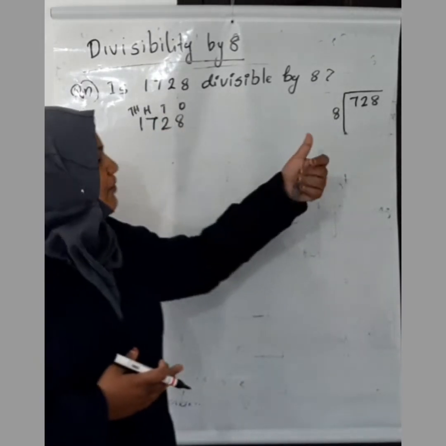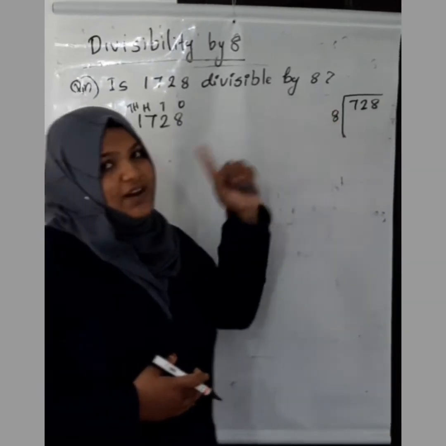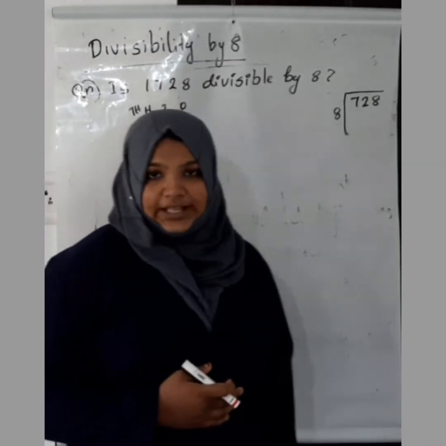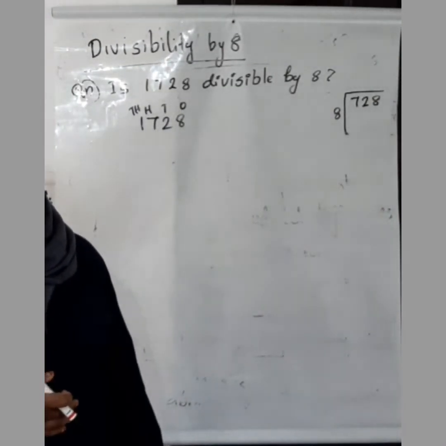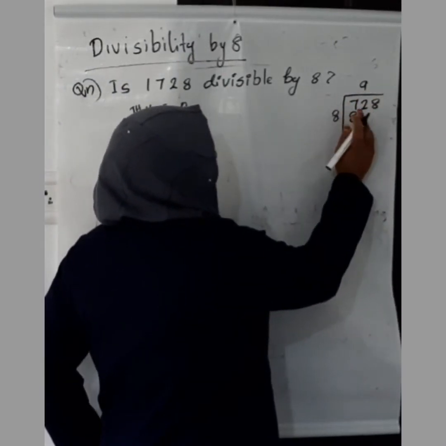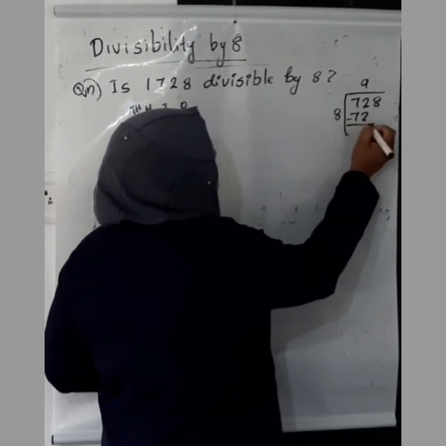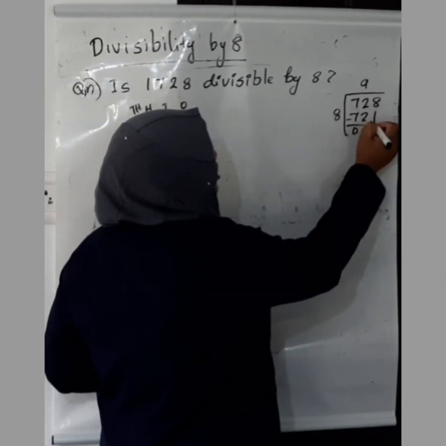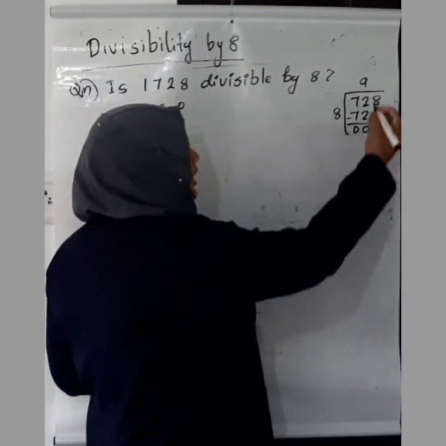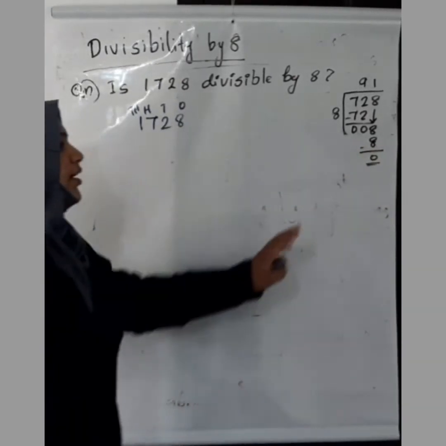So here which is the first digit in the dividend? 7. 7 is less than 8, so we can't divide it. So we have to take 72 together. How many 8s are there in 72? Yes, very good. 9 eights are 72. So while subtracting, we get remainder 0 and we have to bring down 8. How many 8s are there in 8? Only 1. 1 into 8, 8. So here we got the remainder 0.